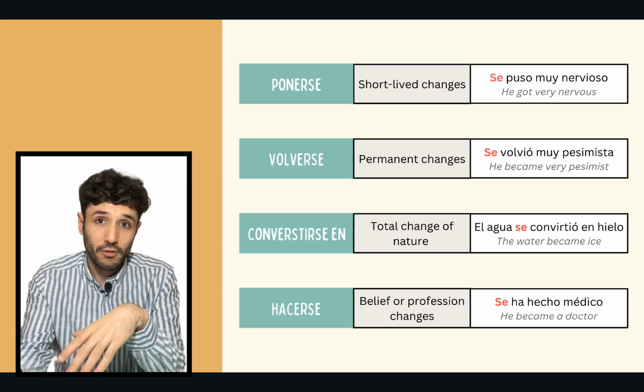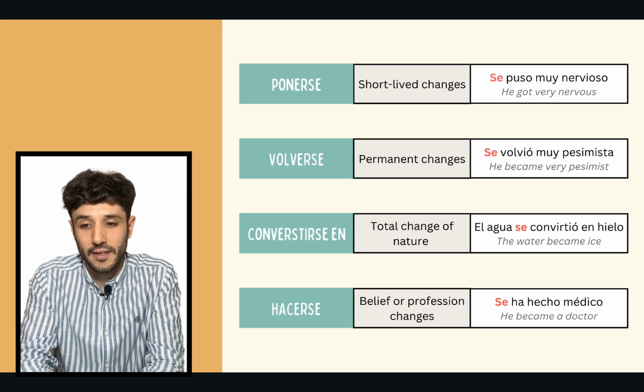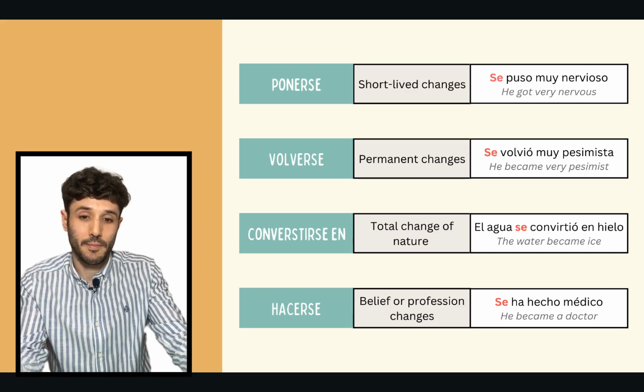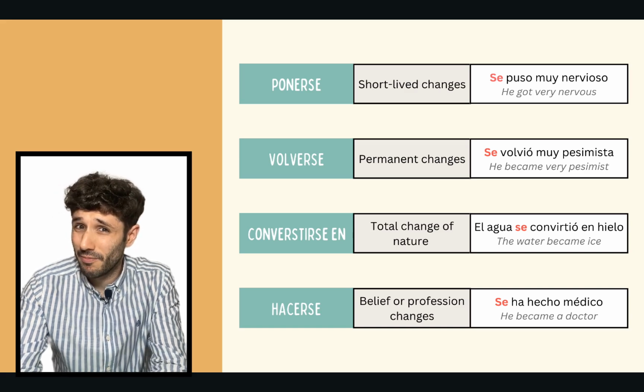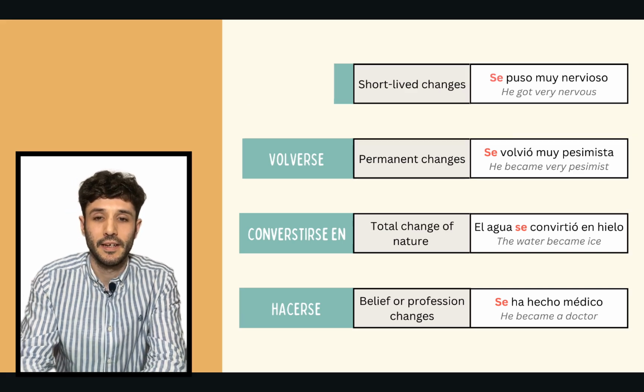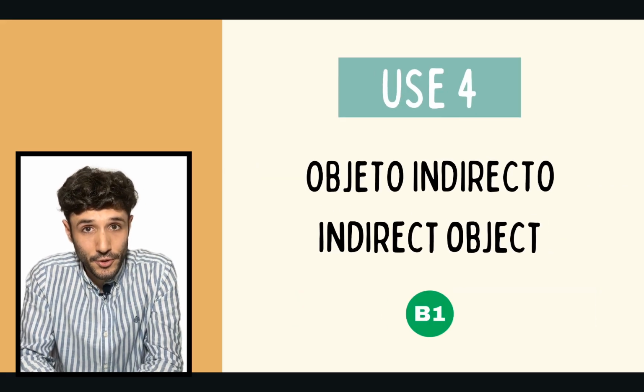Se ha hecho médico, he or she became a doctor. That is a change of profession, change of belief. Se ha hecho cristiano, for example. So again, this is for level, I would say, B1, B2. It's a little bit more complex. And with this, basically, we finish the third use of se.